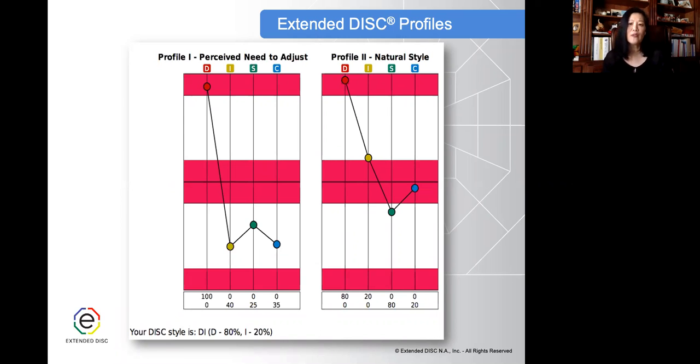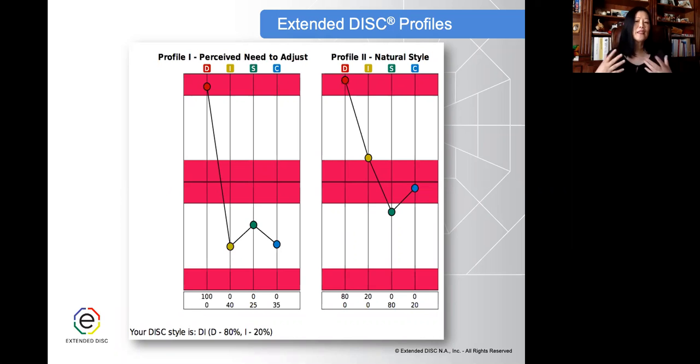Whereas profile 2 is what we call your natural style. The easiest way I say it is, it just reflects your most comfortable way of doing things, how you prefer to go about the day without any external pressures. So it helps us to predict how you prefer to communicate, how you prefer to make decisions, how you prefer to sell, how you prefer to lead. So that's the quick overview of profile 1 and profile 2.